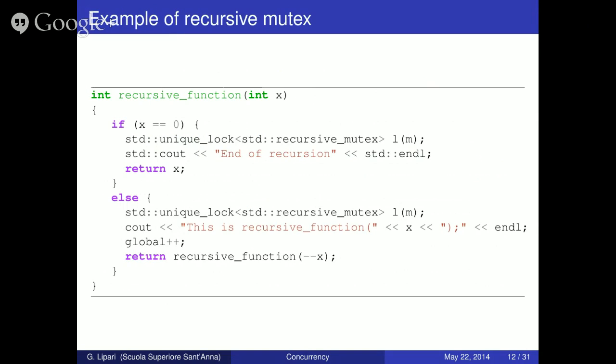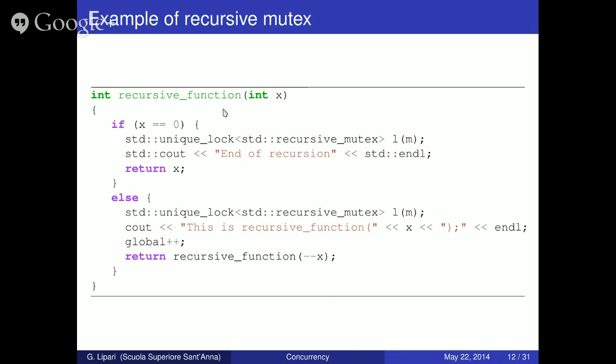This is an example of recursive mutex. So the idea is that you have a recursive function, which is passed an integer, and this can be called by several threads at the same time, so you need to be exclusive between threads. But since it's recursive, you can lock this mutex many times. So if it is the same thread that locks again, then it doesn't matter. Then there is no problem because recursive mutex doesn't lock the same mutex twice from the same thread.